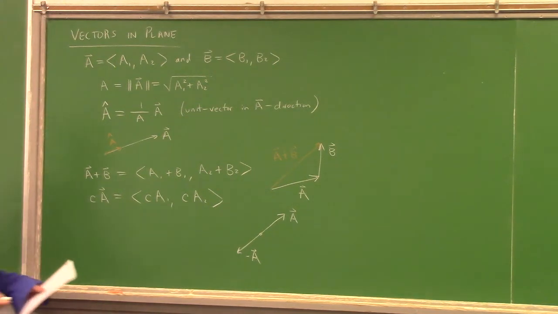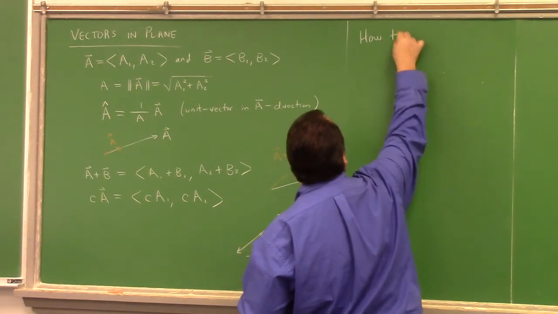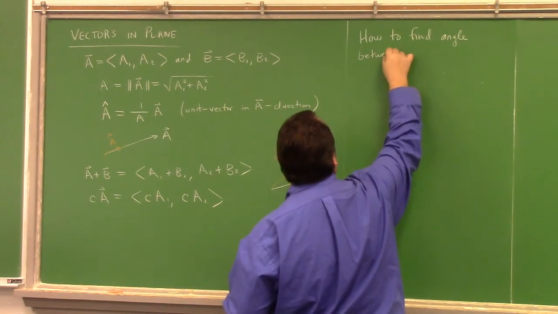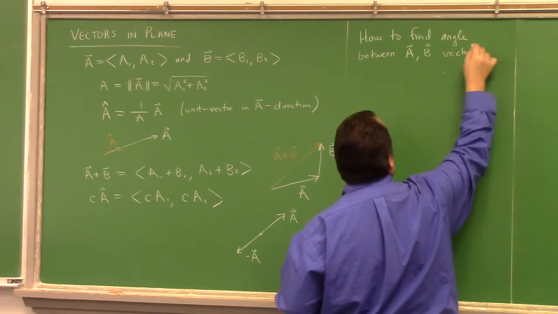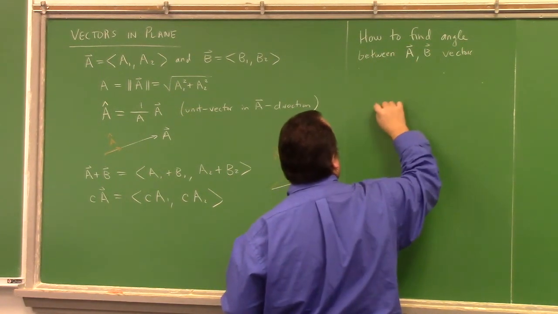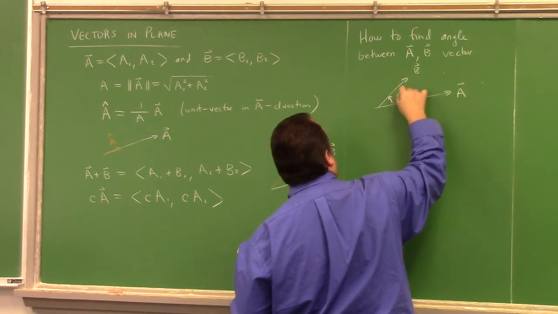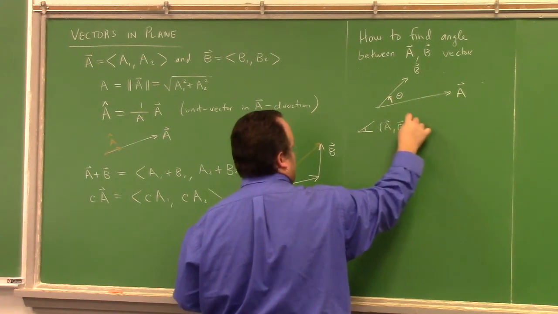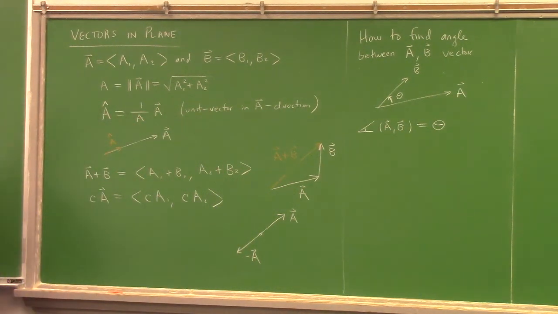So the question that I want to ask today is how to find the angle between A and B, vectors. So here's a picture of what I'm trying to do. Here's A, here's B, here's the angle between them. If we denote that angle between A and B, we could say it's equal to theta in the above picture. How do we calculate that angle? That's the question I'm asking.